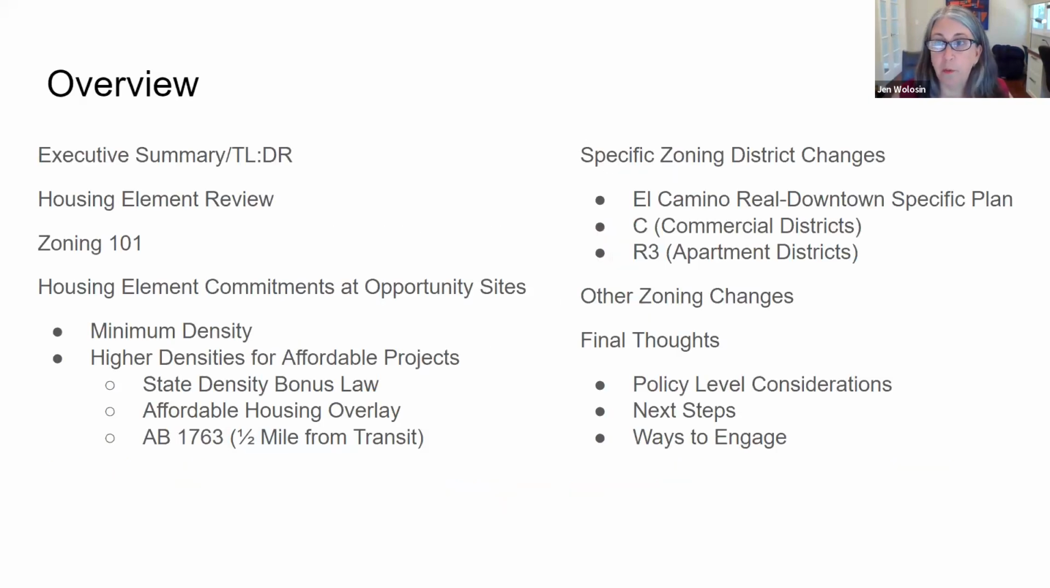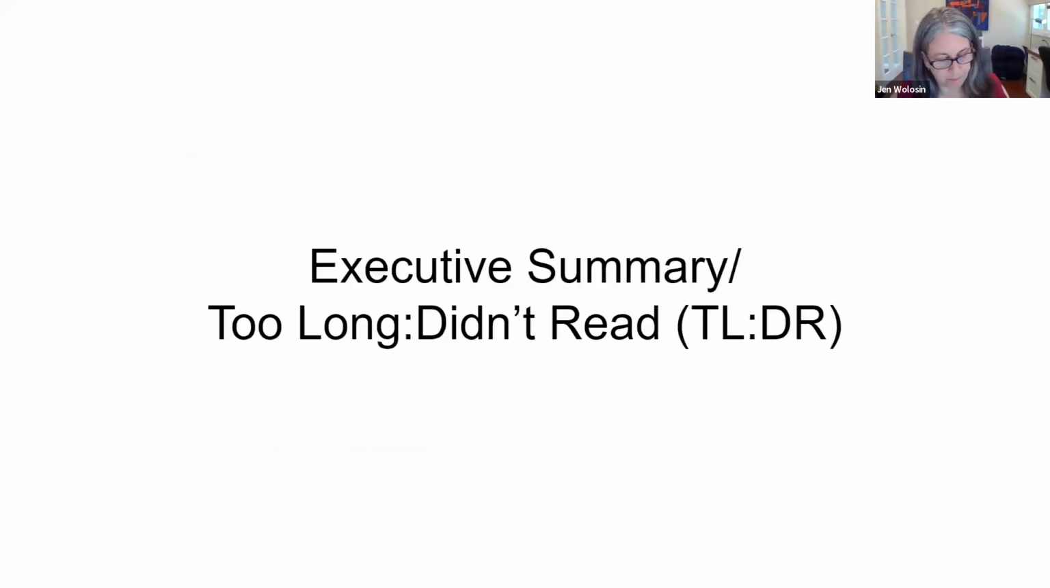Today, we're going to be going through quite a bit of material. There's going to be an executive summary, a housing element review that's going to be very short. We're going to talk about zoning 101. We're going to look at the housing element commitments that were made, about minimum density and about affordability. We're going to be looking at 3 major zoning district changes affecting El Camino Real downtown, the commercial districts and apartment districts. We're going to be looking at some other zoning changes, and then I'm going to conclude with some final thoughts on policy, next steps, and ways to engage.